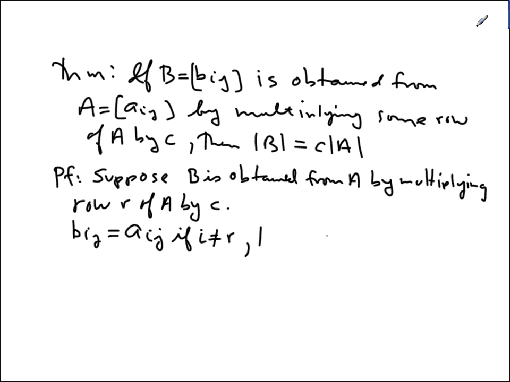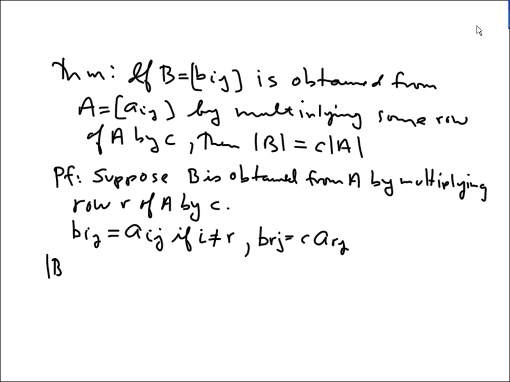Well then, if you take Arj and you multiply it by C, this is just some entry in row R. It's the jth entry, an entry in row R, but column J. Well then, you're going to get Brj. If you multiply each entry in row R by C, you get the entries of the rth row of B.